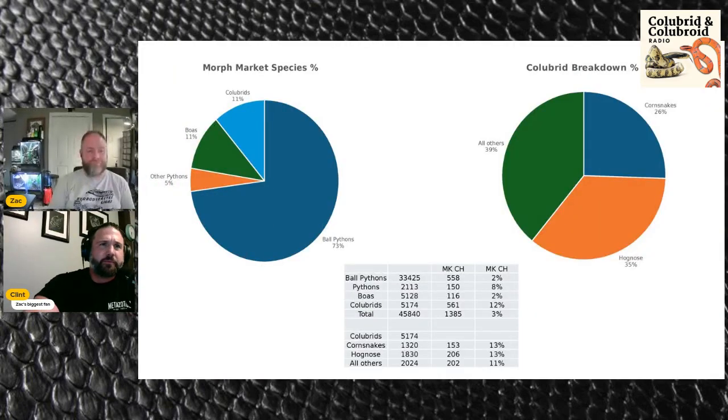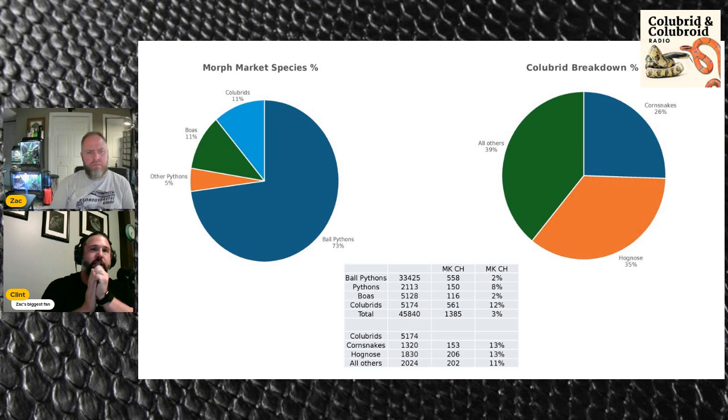Zach, if you want to go ahead and pop up the graphs, we'll go over the changes that we're seeing. So let me open up here so I can see it as well. All right. So the overall mix is still going to be pretty close to the same. We've got ball pythons making up 73% of all listings on Morph Market. Colubrids and boas are tied at 11% each. Other pythons are coming in at 5%, and that's about what we've seen.